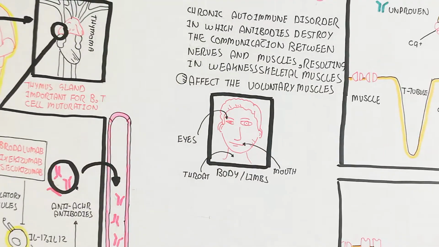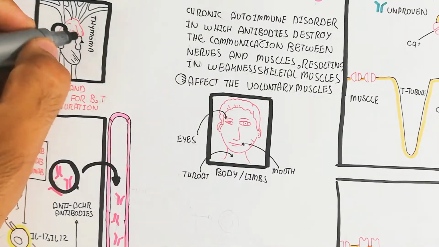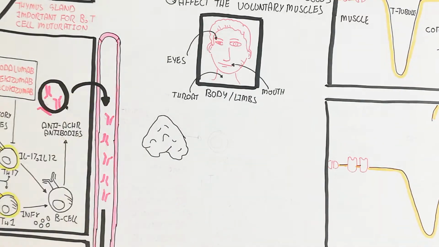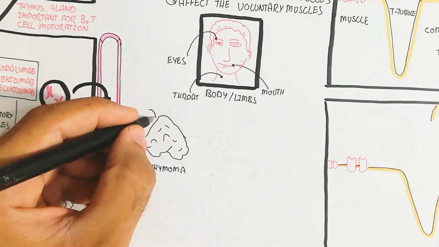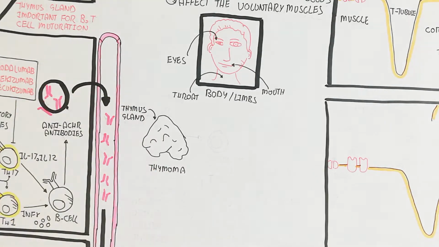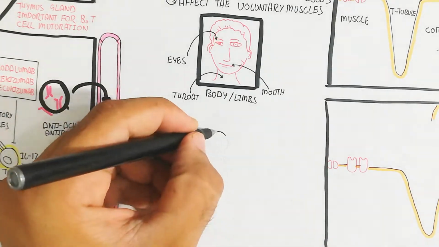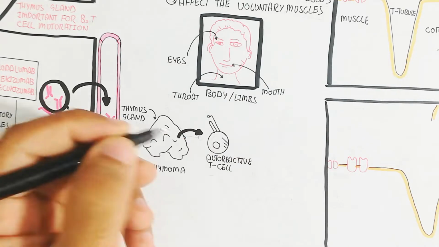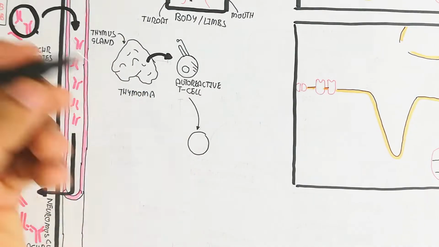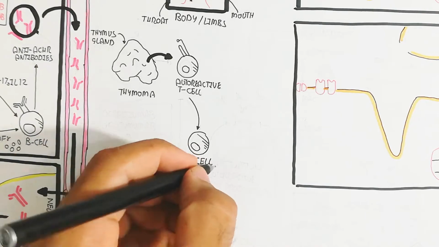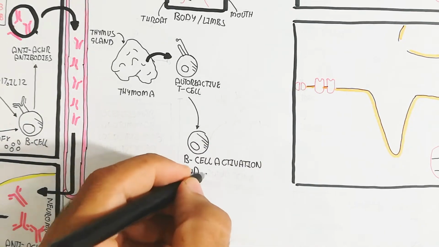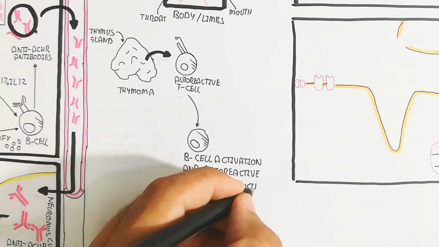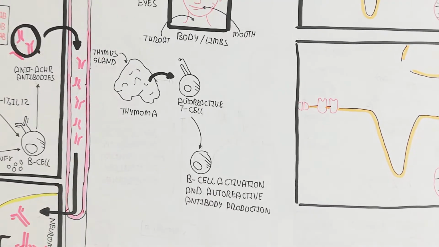So here let's begin to understand what will happen in the case of Myasthenia gravis. Here is the thymus gland, where a thymoma will be formed. This thymoma will produce autoreactive T cells, which will proliferate and trigger B cell activation and autoreactive antibody production. This thymoma autoreactive T cell can be inhibited by thymectomy.